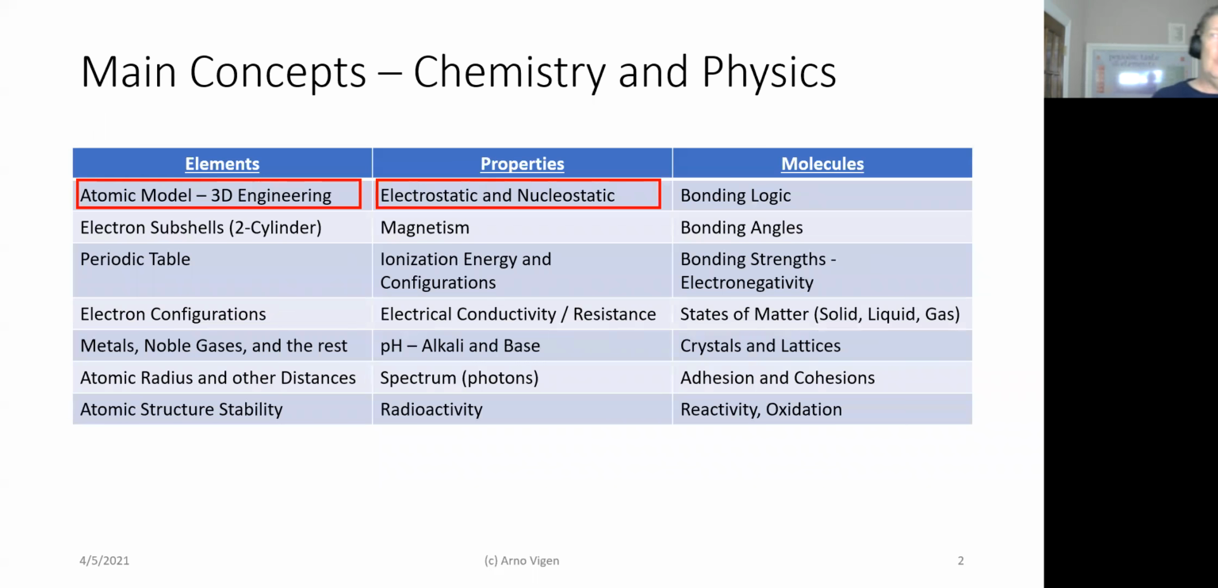Now, in this area, we'll talk about just really two of the very top things. What is the atomic model? Okay, it's 3D engineering. And basically, its properties have two forces or accelerations or fields, the electrostatic and the nucleostatic. By nucleostatic, I mean the strong nuclear interaction and the weak nuclear interaction.